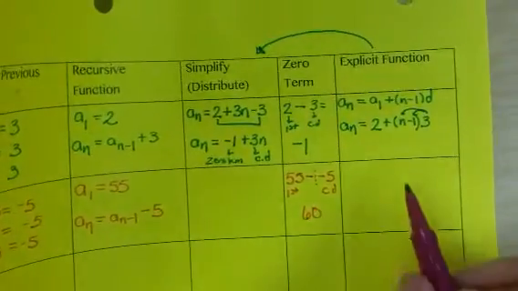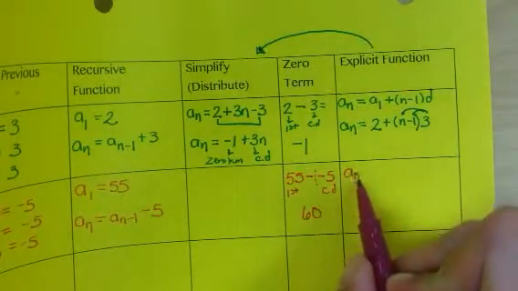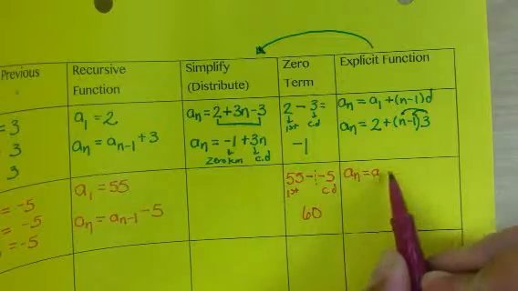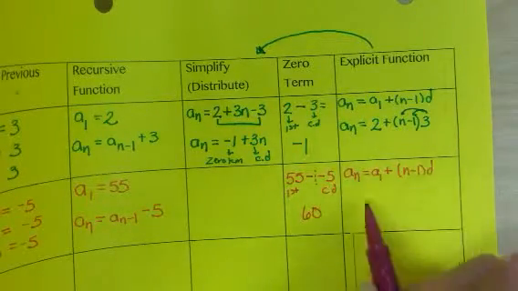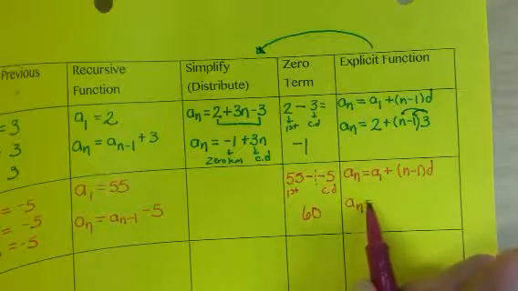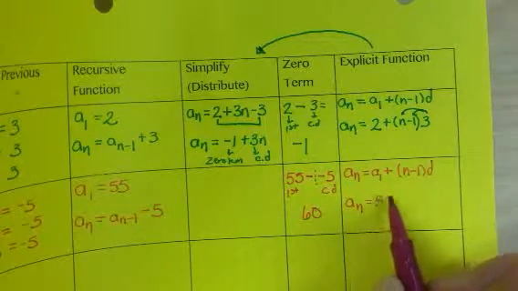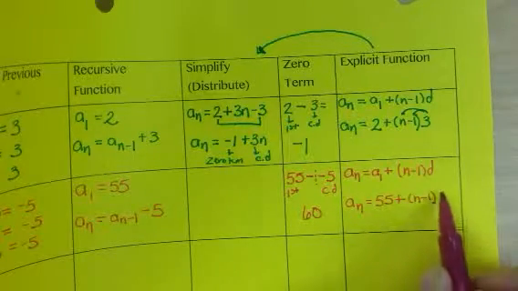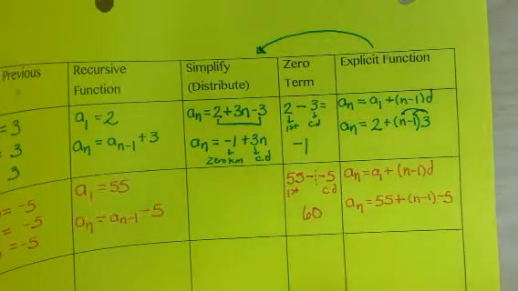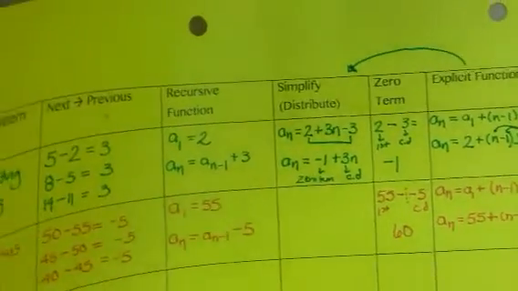Now our explicit formula. That is a sub n equaling a sub 1 plus n minus 1 times d. So a sub n, your first term in your sequence, is 55 plus n minus 1 times your common difference of negative 5. Now let's go to simplify that.